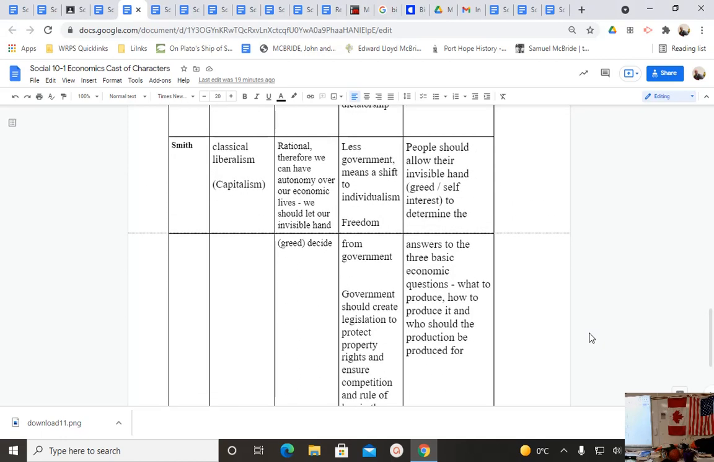So under Adam Smith, how do we answer the three basic economic questions? Through greed. What should we produce? What are people demanding? What is profitable? So if I'm a producer and I know that people are just going crazy for red staplers, then I should produce red staplers, not black ones. If no one's buying the black ones, if demand is high for the red ones and low for the black ones, then producers, guided by the invisible hand, guided by greed, they're going to produce what people want.